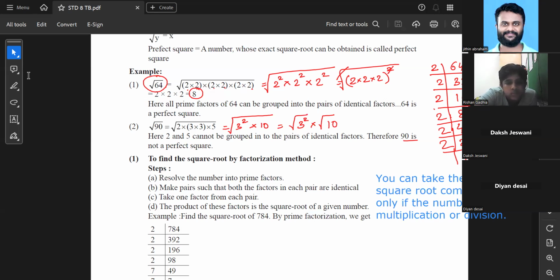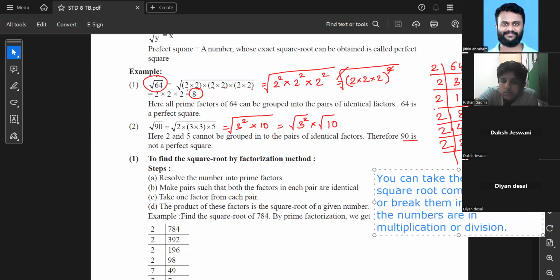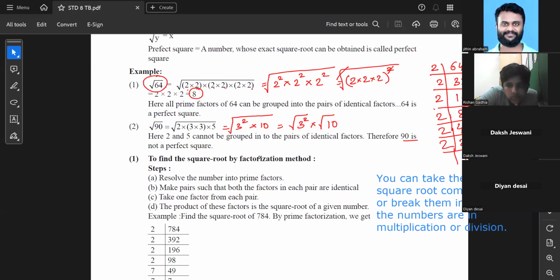Just a minute, I'll just edit this. You can take the square or square root common outside or break them inside only if the numbers are in multiplication or division. So you can take common and bring it outside, or you can break the common number and put it inside. Both the options are allowed only if there is a multiplication or division in between them.